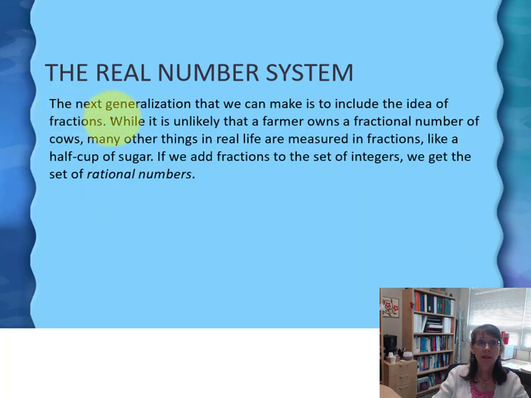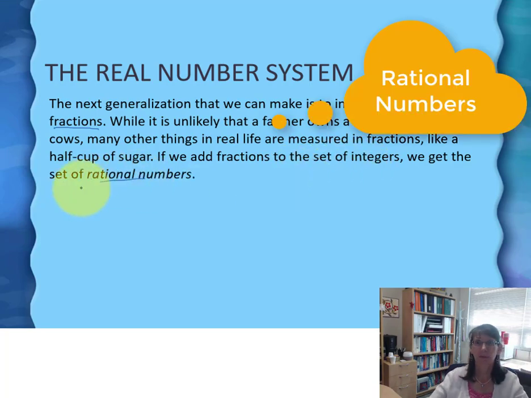The next generalization that we can make is to include the idea of fractions. While it is unlikely that the farmer owns a fractional number of cows, you can't really have half a cow, many other things in real life are measured in fractions, like a half cup of sugar or half a glass of water. If we add fractions to the set of integers, we get the set of rational numbers.